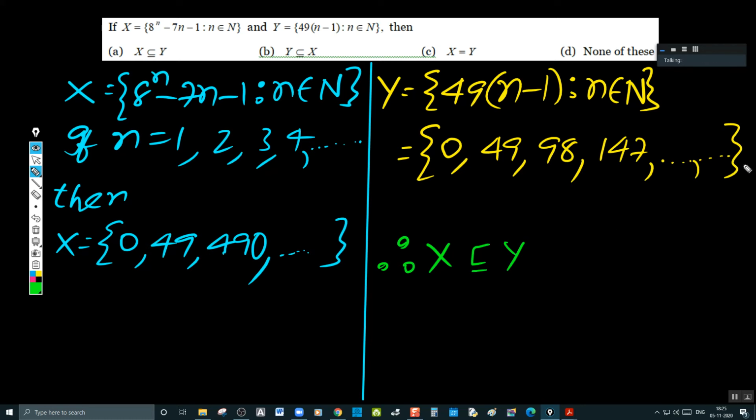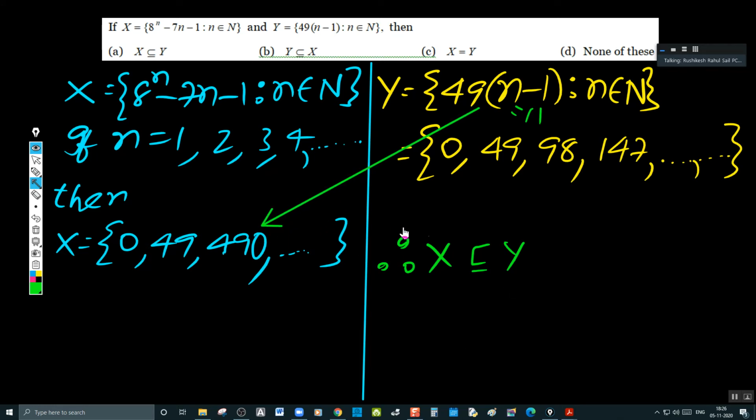Sir, how did we decide which is the bigger set? Because X contains 0, 49, 490, with no elements in between. But here you have 0, 49, and 98, 147 as well. In this series, you will definitely get 490 if n is equal to 11. So X is a subset of Y.